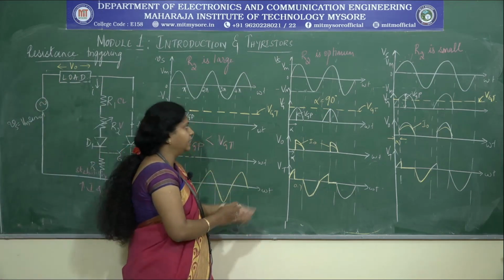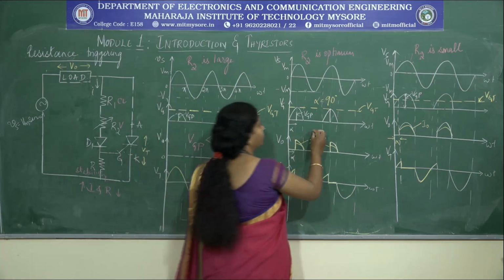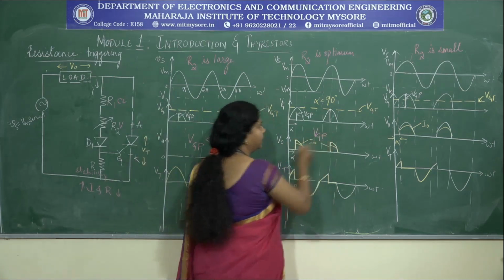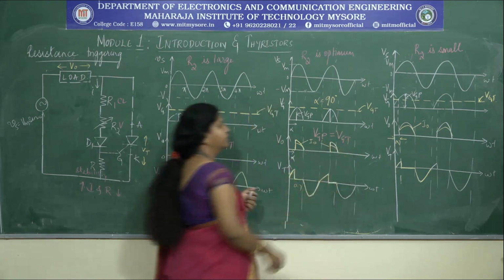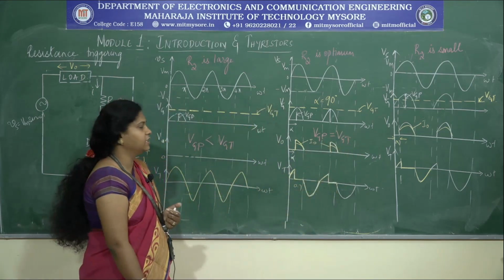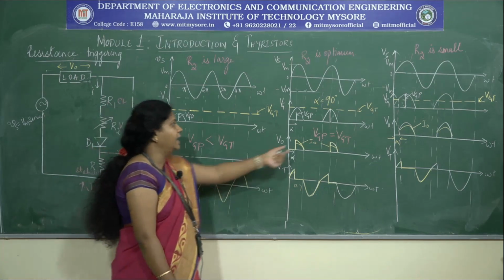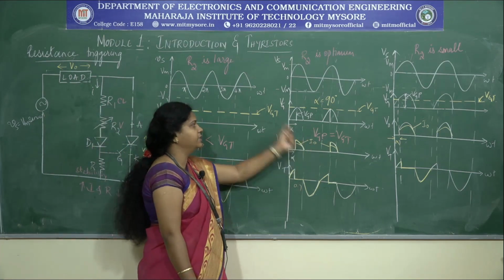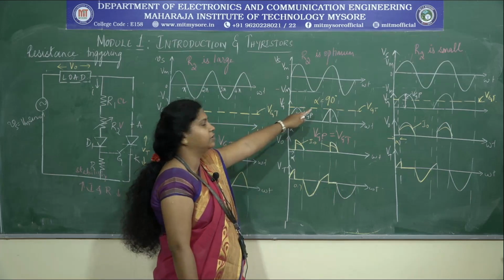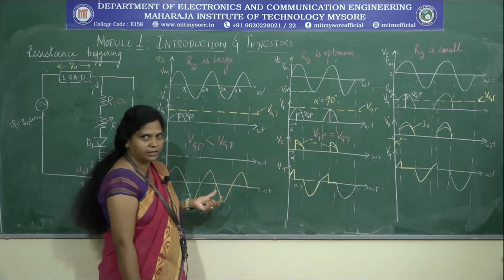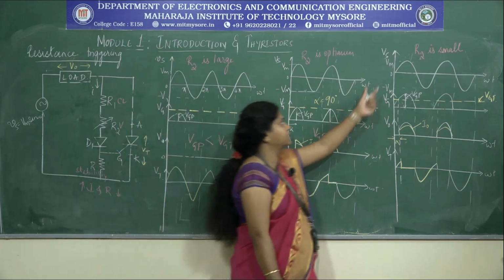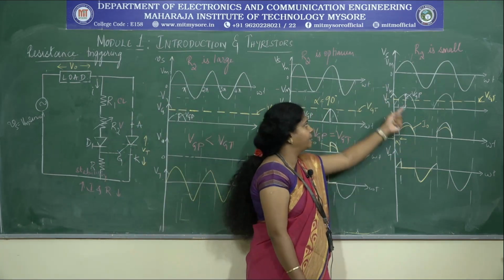Similarly, in this condition what happens? When the value of the peak is just equal to the value of the threshold voltage specified by the gate, at this instant of time what happens? Exactly at alpha equal to 90 degree, the device is going to go to its on state. Okay. Next, in this condition what happens?